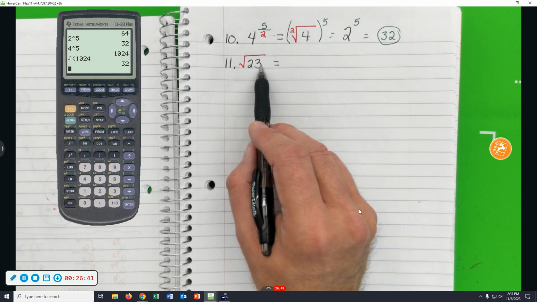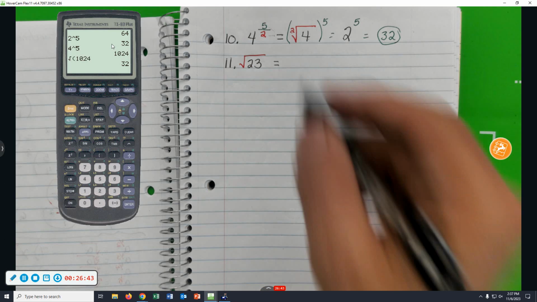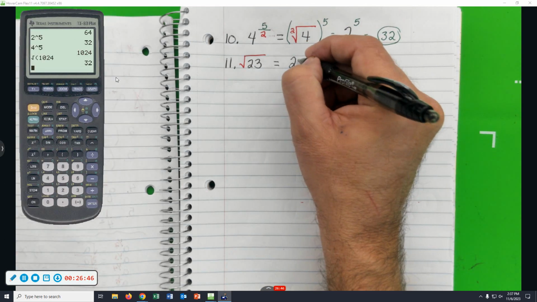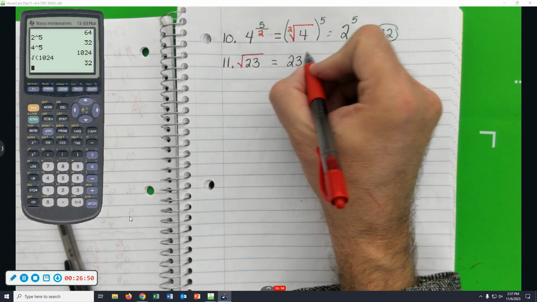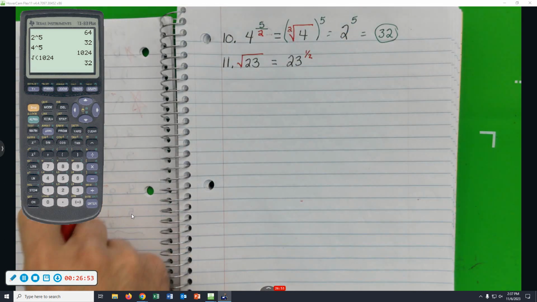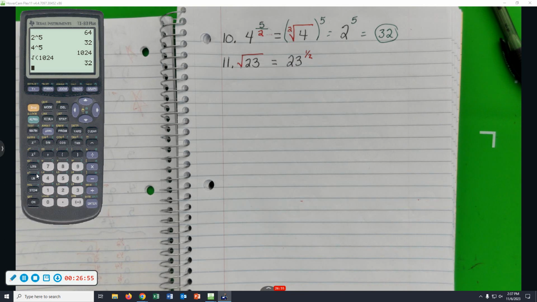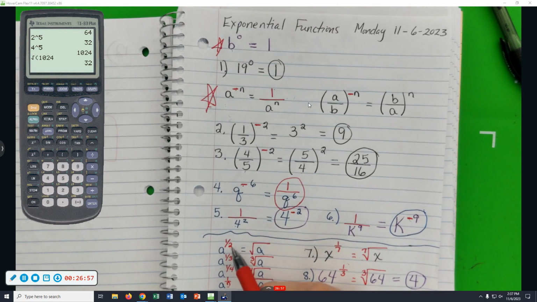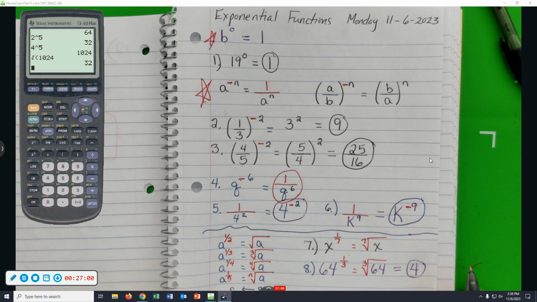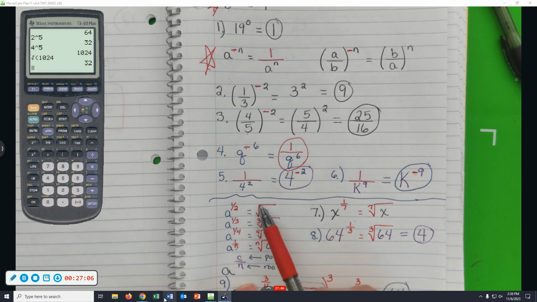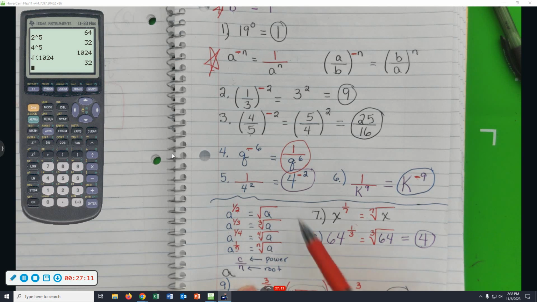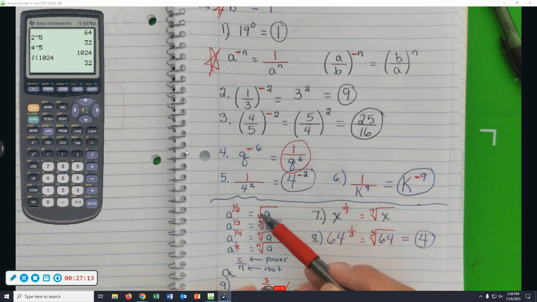A square root of 23 can be rewritten as 23, and in place of that red square root, I'll put a red 1/2 exponent, and that 23 is prime. We can't reduce it any further. They just want it written using the rational exponent. They know you're going to have to be rewriting a lot in the next assignment. Whenever you run into a radical, write it using an exponent.